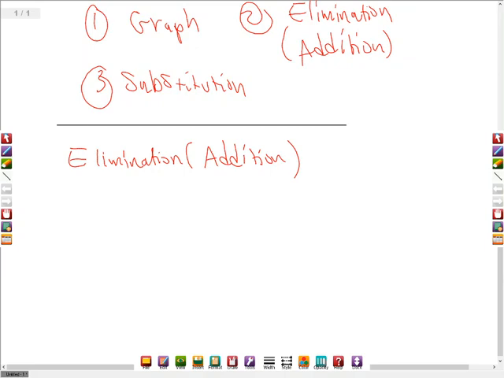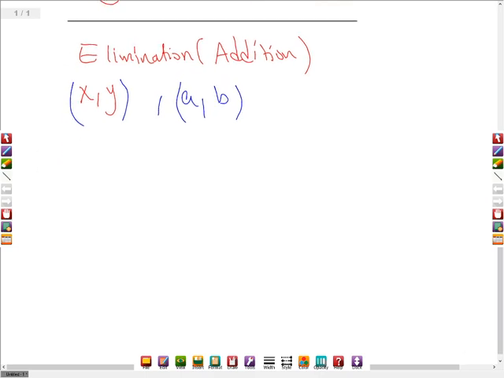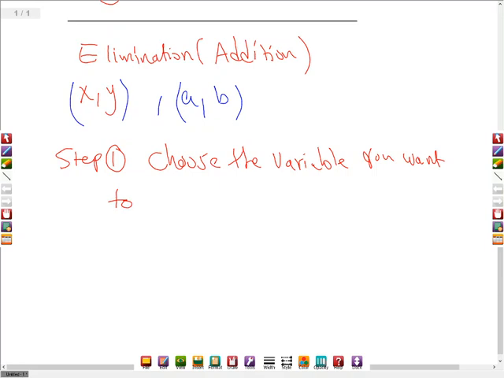When I say system of two equations, that means I have two variables, could be x and y, could be a and b, any two variables, it doesn't matter. We call them dummy variables. You can choose any two variables. To solve by elimination, you need steps. Step one, choose the variable you want to eliminate. Any variable you like. It doesn't matter which variable you choose.